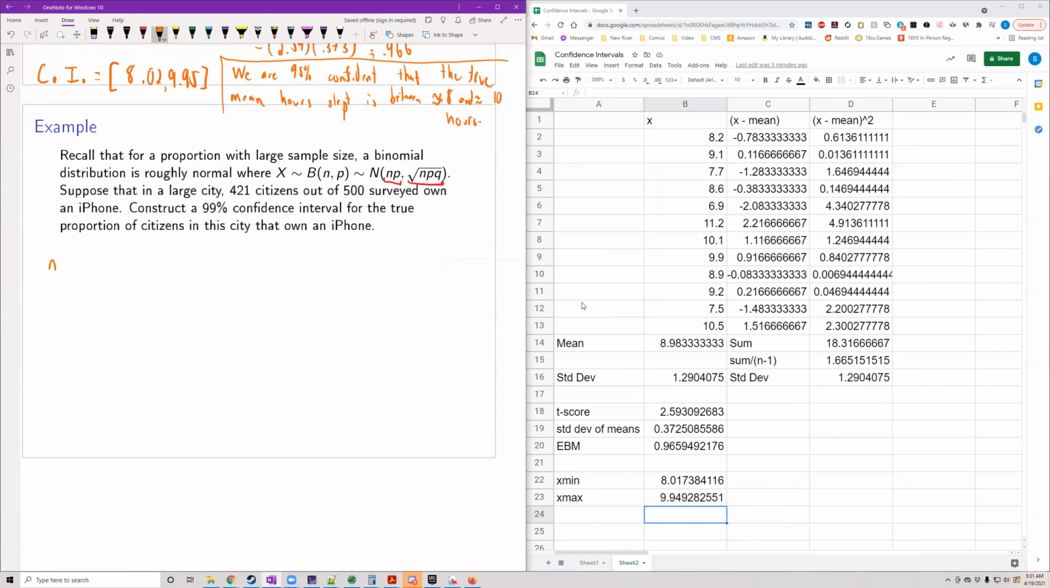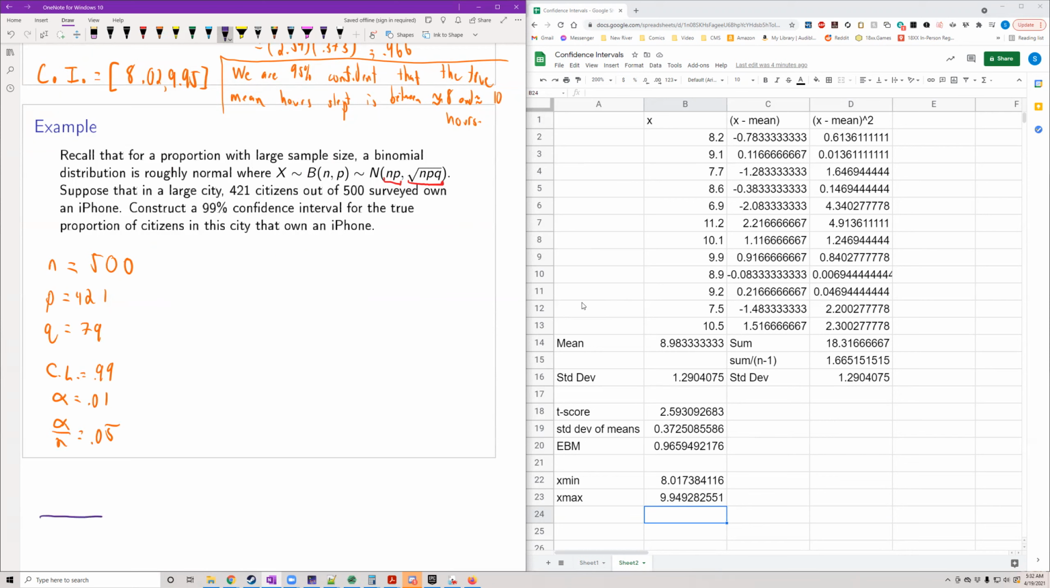We know the sample size is 500. It says that 421 people said they did own an iPhone, which means that 79 said they did not. Our confidence level is 0.99, which means our alpha is 0.01, and we'll of course need alpha over 2, which is 0.05.